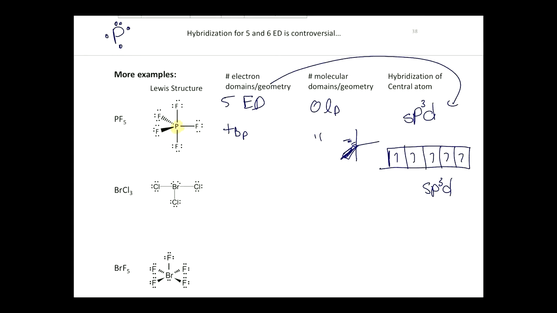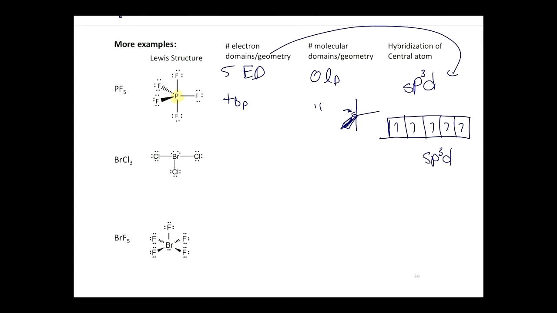BrCl3. So how many electron domains there? 5. So we have 5 electron domains, so 3 bonds, 2 lone pairs. So it's still trigonal bipyramid. That's our electron domain geometry. So I'm going to go ahead and draw that. All right, I'm going to draw it. Okay. But then how many lone pairs do I have to consider? 2 lone pairs, all right?